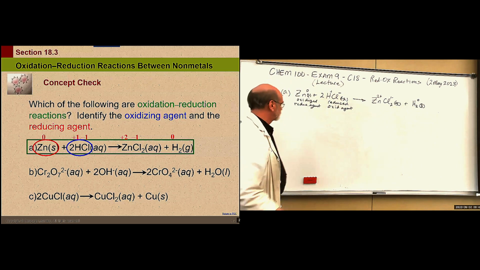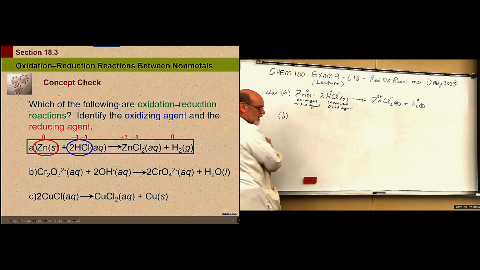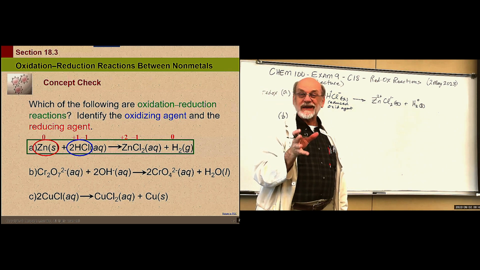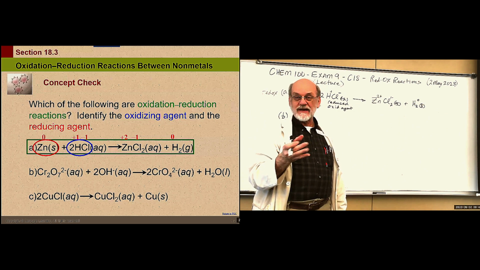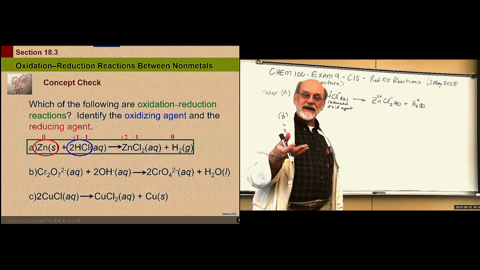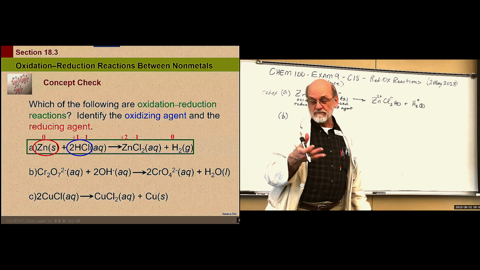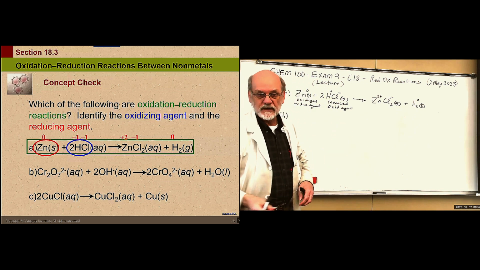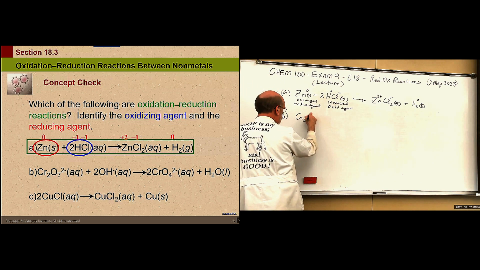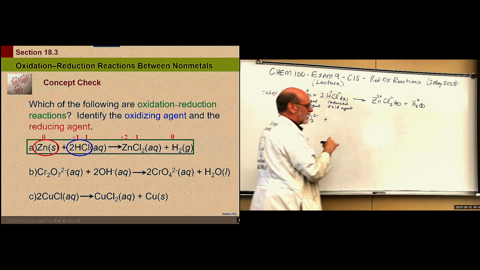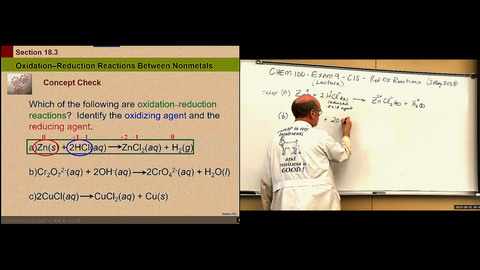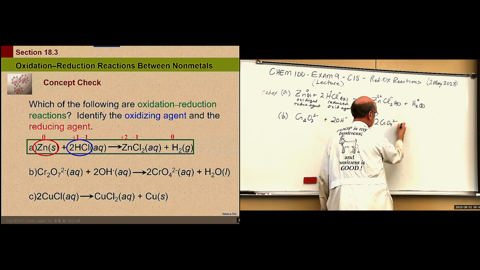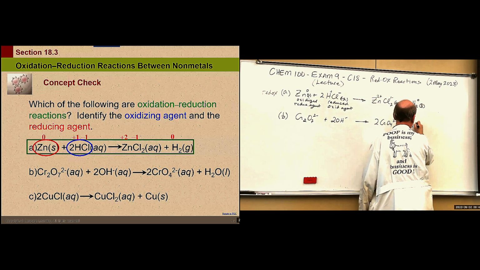Okay. So let's do the next one. And here, notice that we've eliminated some of the spectators. The hydroxide will have a cation with it. The dichromate ion will have a cation with it, right? To balance all the charges. But they're not essential. They're only spectators, so we leave them out. So the dichromate is combined with hydroxides to yield chromate plus water.